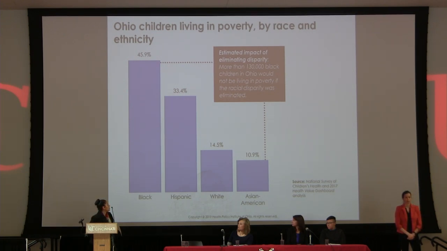Here's what it looks like for children in poverty. So if we eliminated the inequity or this gap here, 130,000 Black children in Ohio would not be living in poverty. Again, if we wanted to implement this and really achieve equity, many, many more children in Ohio would be impacted.